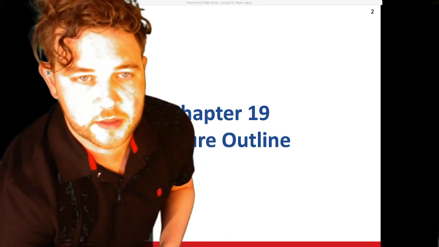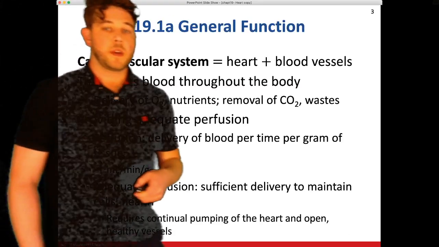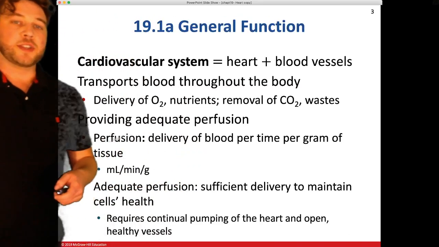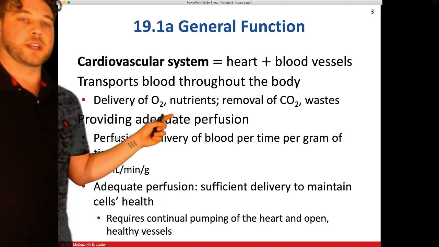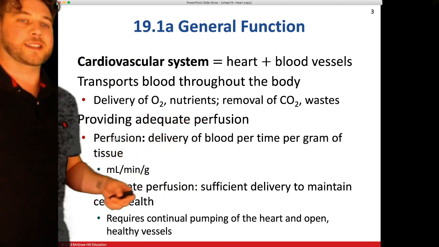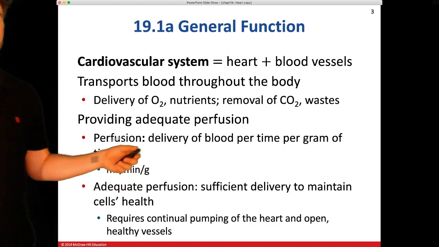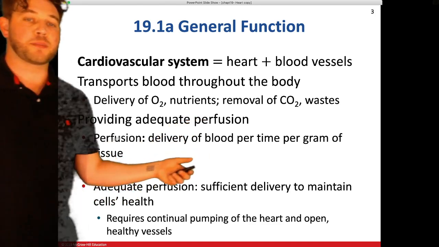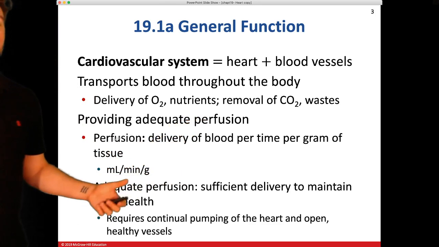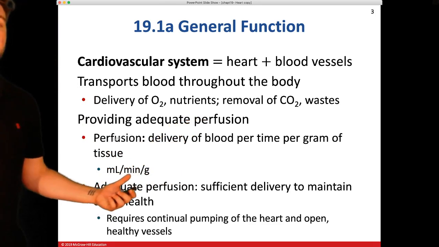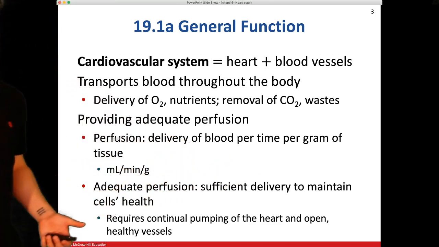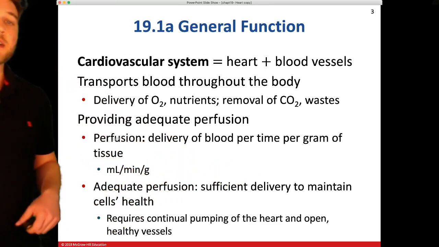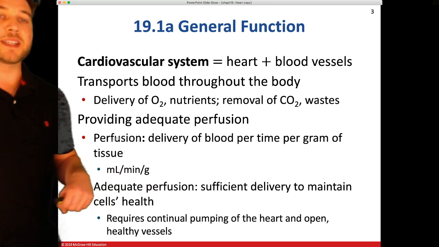The cardiovascular system is your heart and blood vessels. It transports blood throughout the body. It's delivering oxygen, nutrients, and removing carbon dioxide and wastes, providing adequate perfusion, which is the delivery of blood per time per gram of tissue. It's measured in milliliters per minute per gram. Adequate perfusion is necessary for sufficient delivery to maintain cells' health.